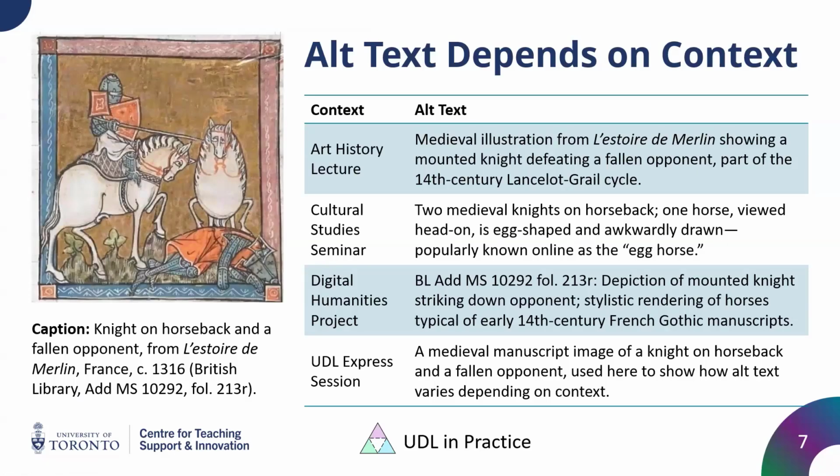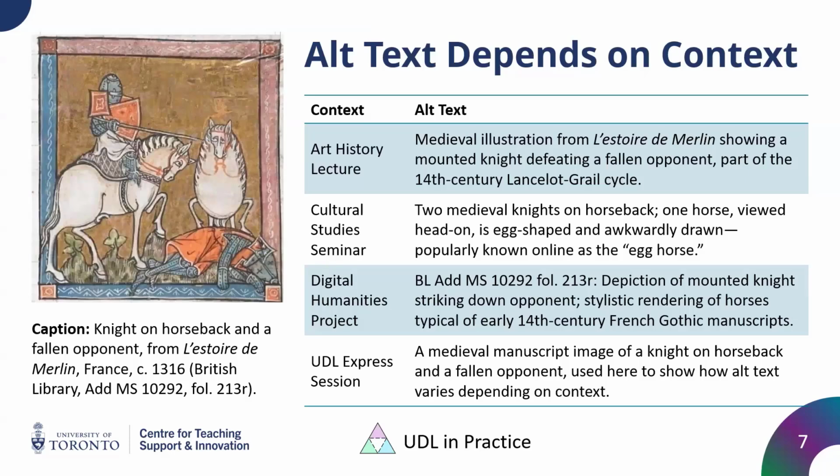So I'm going to show you a slide with an image and various alt text depending on context. Earlier, I mentioned my background was in art history, so I thought it might be fun to show you an illustration that shows up in a 14th century manuscript. And the caption states, Knight on horseback and the fallen opponent from l'Histoire de Merlin, France, circa 1316, British Library, Add manuscript 10292, folio 213 recto. So that's the caption. The caption is not the same as the alt text. The caption often gives information such as location, who the photographer was, etc. But let's look at the alt text.